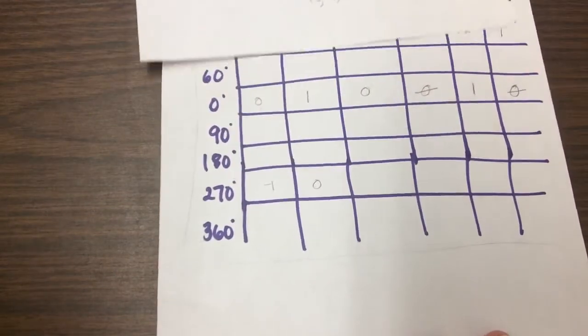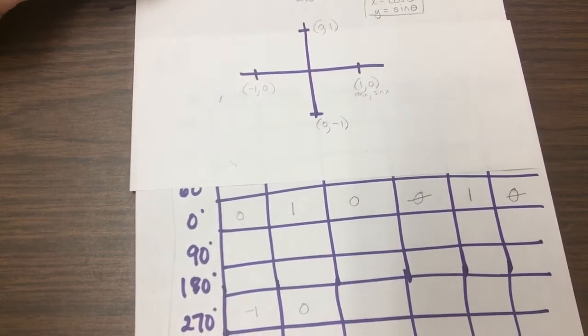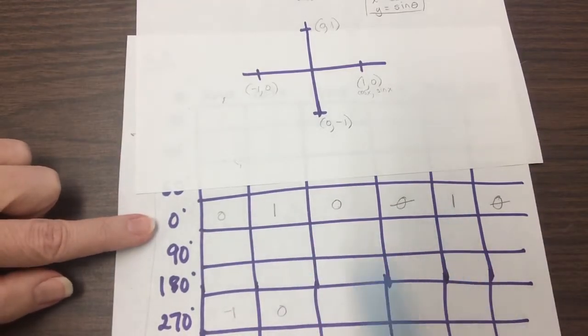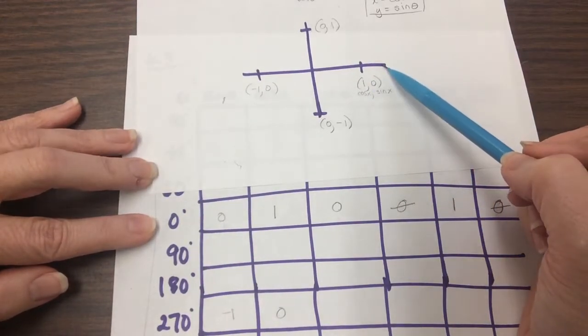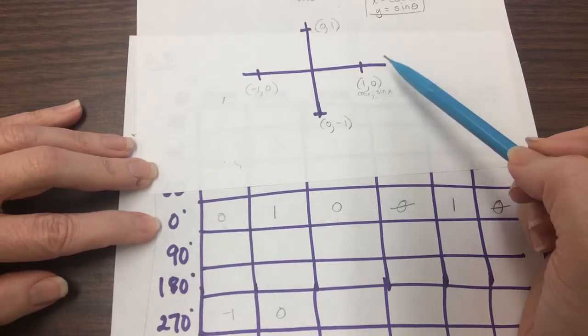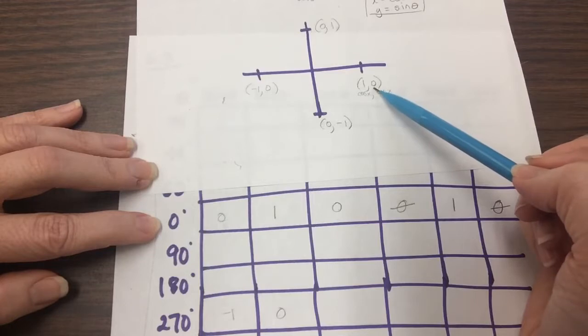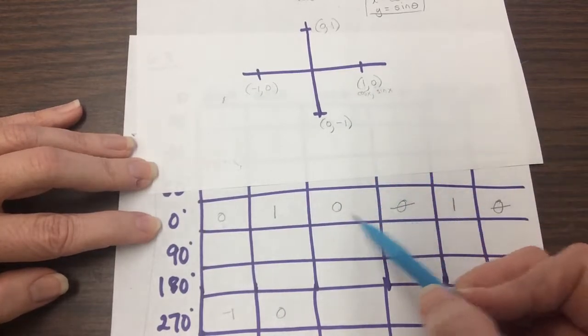Let's look at the chart again. Make sure you can see that. I already have 0 filled in, but I'm going to go over it with you just to make sure you can see it. So at 0 degrees, the sine of 0, my y value, is 0. The cosine, that's my x value, the cosine of 0 is 1. Then I can fill in the rest from that.